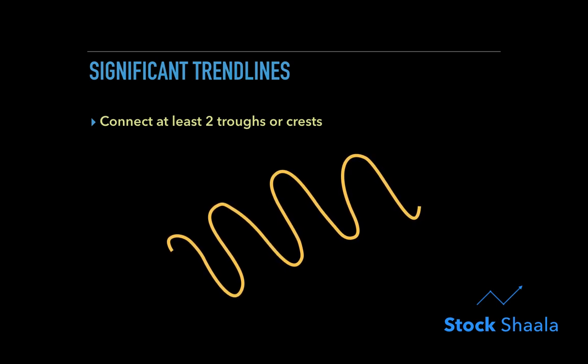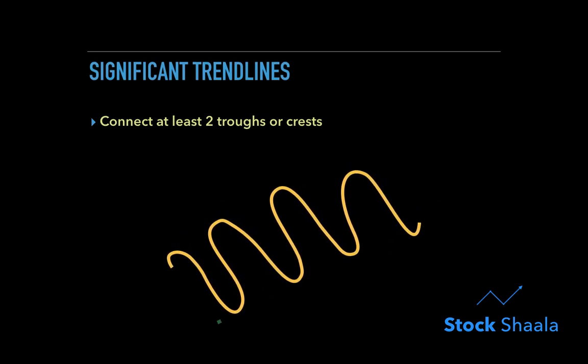Let's try and connect 2 troughs in the same pattern. We now have a significant trend line. Actually, we could try and form a stronger trend line on the same chart. The aim is to try and connect as many points as possible to provide us with a reliable trend line. Let's try and do that. We now have a trend line that connects 4 troughs. So this is a significant trend line.